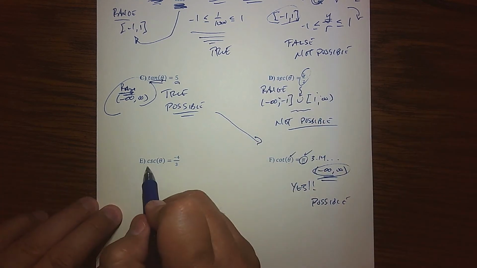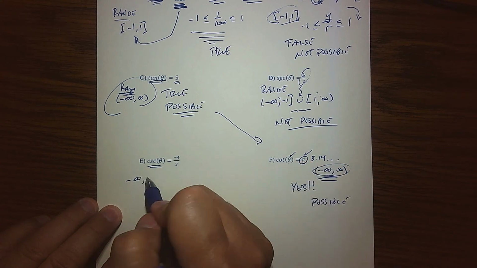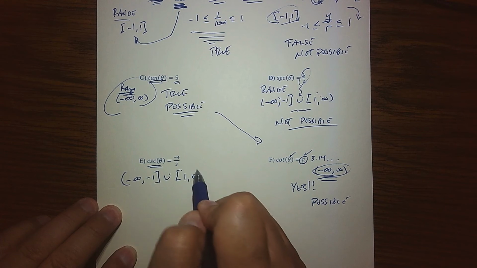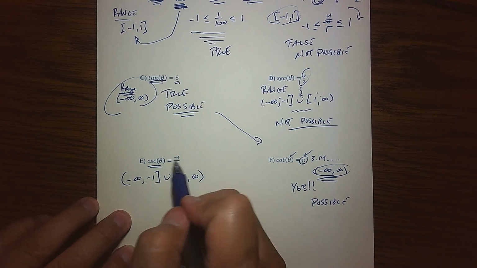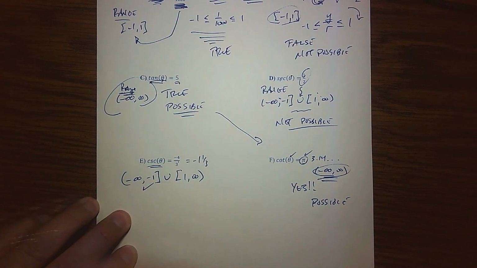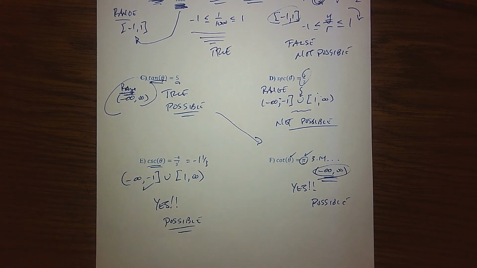And then last but not least, cosecant of theta. Again, the range is very similar to the secant. It's either below -1 or above +1. And -4/3 is -1 and 1/3, which definitely falls within that interval. So yes, this is possible because of our domain and range values.